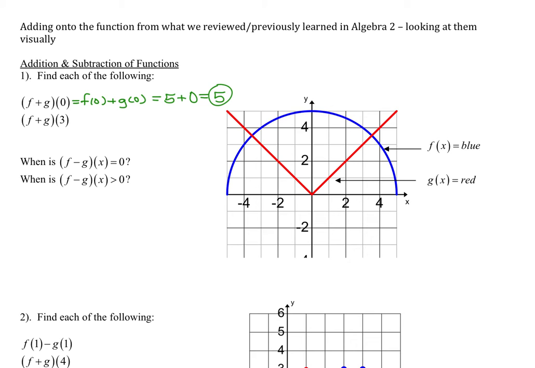And so f plus g of 3 would be very similar. We are just doing f of 3 plus g of 3. So I'm following the blue curve. So f of 3 is 4, and then g of 3 is 3. So we get 7. Any questions on those?